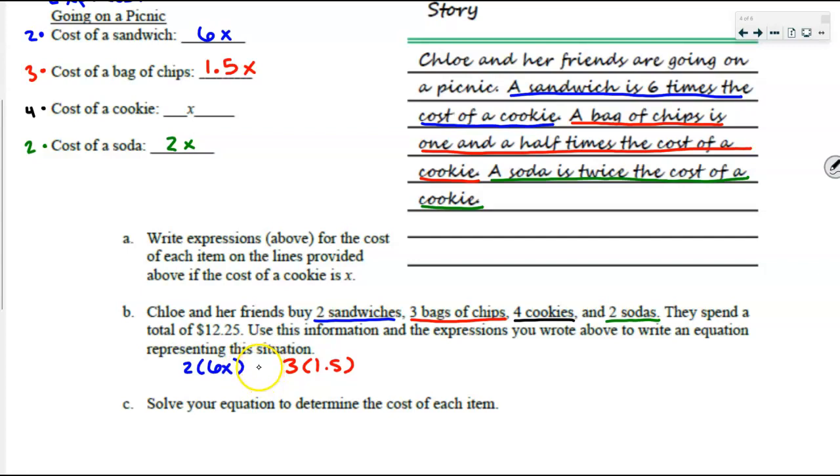Yeah, because it's and, right? Sandwiches and chips and cookies. Each time I say and, that's an additional thing that I'm going to be paying for. Now, how many of those cookies did we have? 4 of the cookies. And how many sodas? 2 of the 2X's.